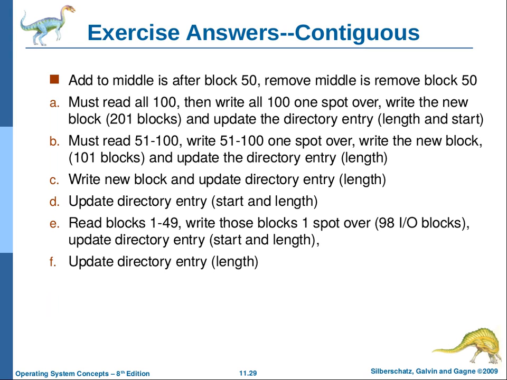Oh, our answer's right there. 101, good. 201. Yeah, we got the first one right. 101, we got the second one right. Write a new block and update the directory. So that is 1: update the directory entry start and length. And I think we said 1 again. So we're good there.